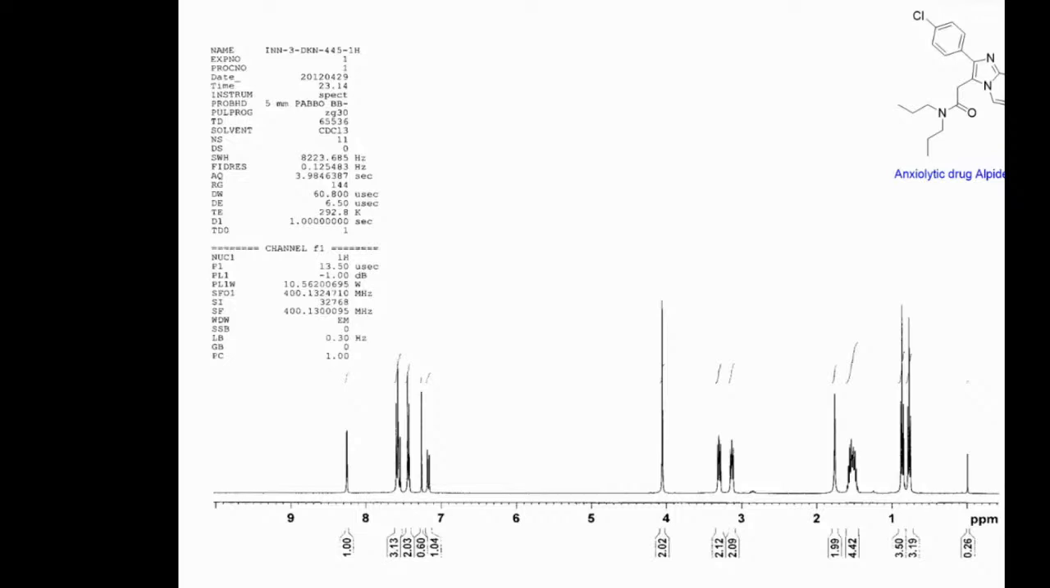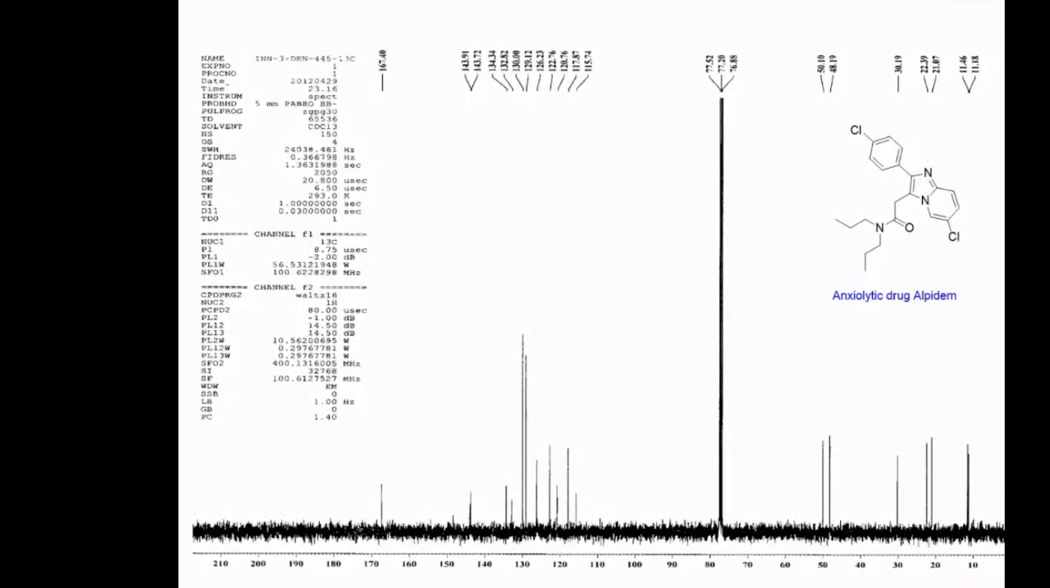Then we have this proton, which is isolated. It looks like a singlet. If at all it has coupling, it is a very small meta coupling. Then the other two protons are also observed here. One is here, and one is overlapping with the AB quartet. And you have the chloroform signal. So all the peaks can be assigned.